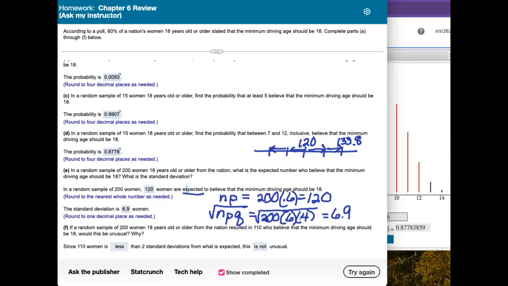But this time we're looking at 110. And since 110 is the minimum driving age, that is less than 2 standard deviations from what is expected. So this is not unusual. It would only be unusual if it was more than 2 standard deviations out from the mean. I hope this helps.